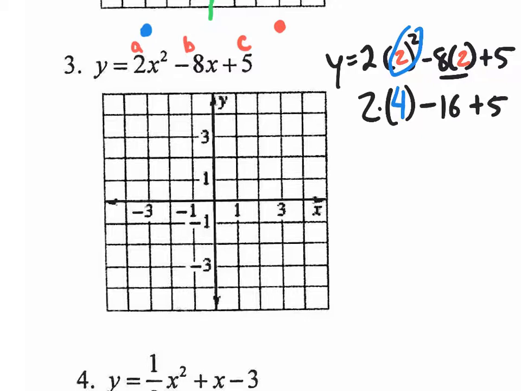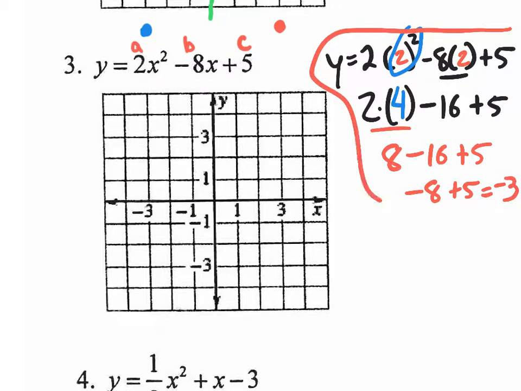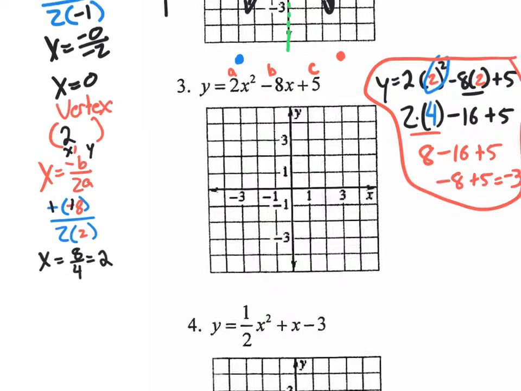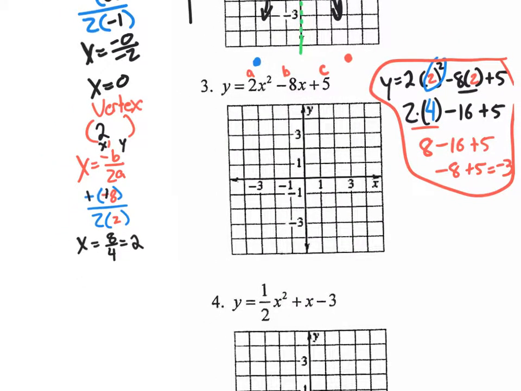We still have that multiplication to do. 2 times 4 is 8. 8 minus 16 plus 5. 8 minus 16 is negative 8. Negative 8 plus 5 equals negative 3. So we just found out with this work that the y value was negative 3, the y value of the vertex. So now we know the x value was 2, and the y value is negative 3.